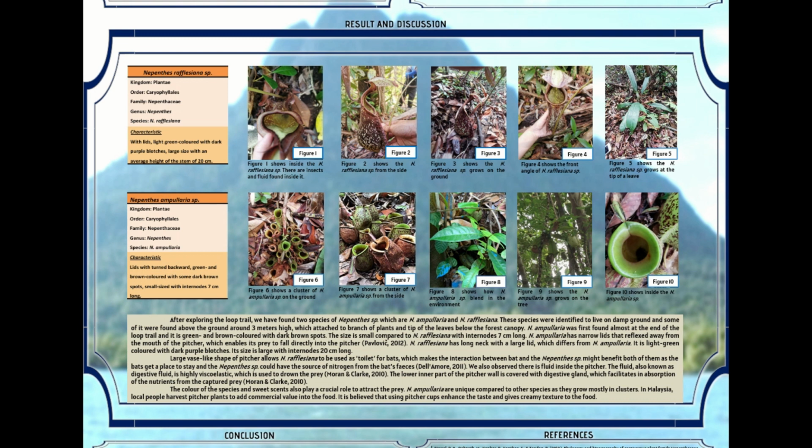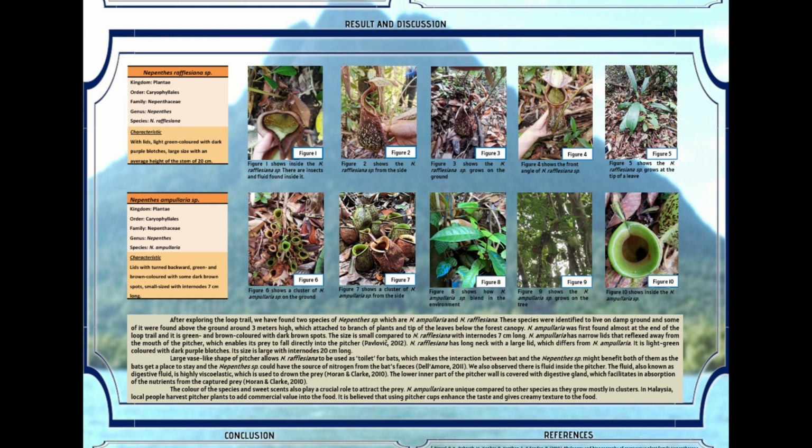Nepenthes ampullaria has narrow lids that reflect away from the mouth of the pitcher, which enables its prey to fall directly into the pitcher. Nepenthes rafflesiana has a long neck with a large lid, which differs from Nepenthes ampullaria. It is light green colored with dark purple blotches. Its size is large with internodes of 20 cm long.